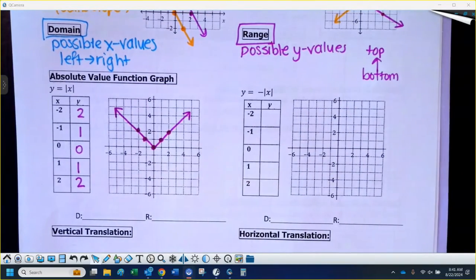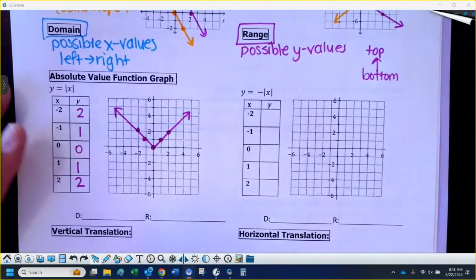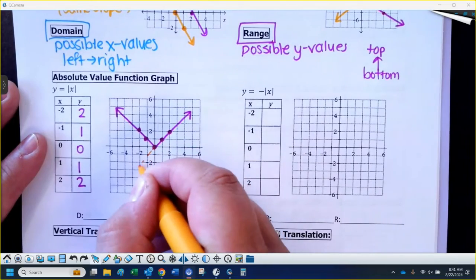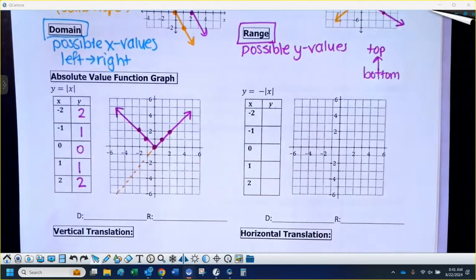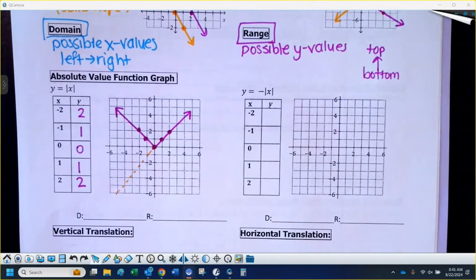Right. Absolute value makes everything positive, right? So I'm not going to have anything down here. Basically, don't draw this on your graph. I'm going to show you this. If we just graphed y equals x, it would be a diagonal line that would go right through there. What the absolute value does is takes this part of the line and flips it up.